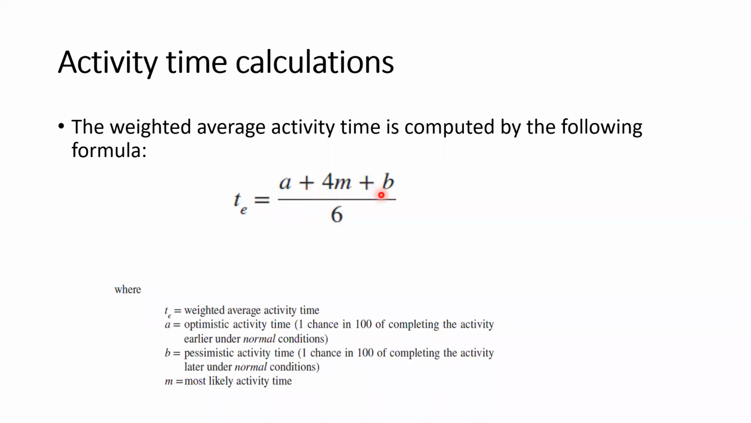And M means most likely activity time, and that M should be multiplied by 4. And B means the pessimistic activity time. So pessimistic activity time means 1 chance in 100 of completing the activity later under normal conditions. So how long it will take if we are late with that activity. So they are pessimistic. Do you know the meaning of optimistic people and pessimistic people?